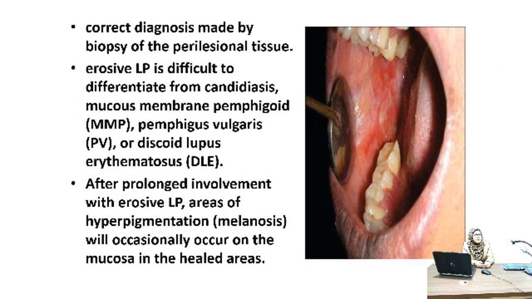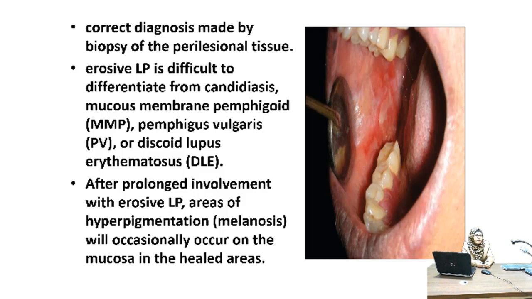Correct diagnosis is made by biopsy of the perilesional tissue. Erosive lichen planus is difficult to differentiate from candidiasis, mucous membrane pemphigoid, pemphigus vulgaris, and discoid lupus erythematosus.